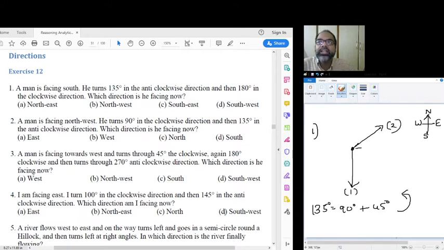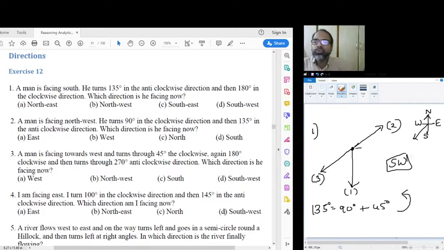Then 180 degrees in clockwise. Now any 180 degree motion will land in the exact opposite spot. So 180 degrees anti-clockwise or clockwise will nevertheless land looking at position 3. So which direction is he facing? Now if we compare, this is the direction. So the answer to this particular question is he's facing southwest.